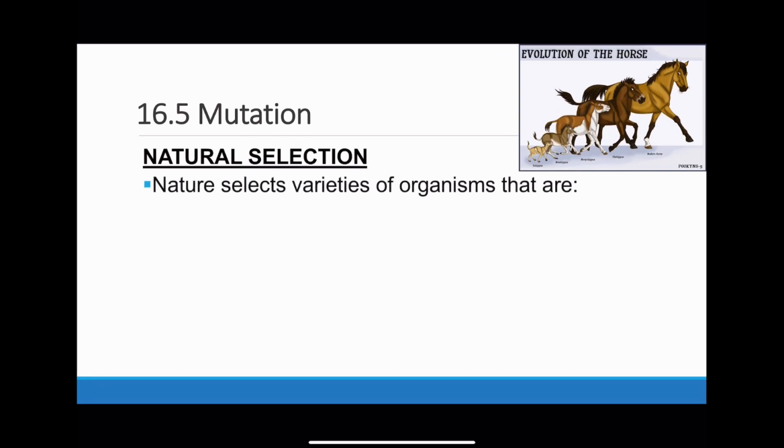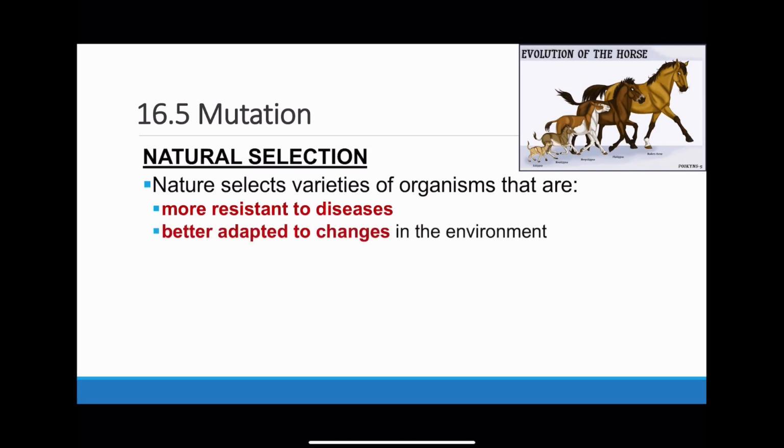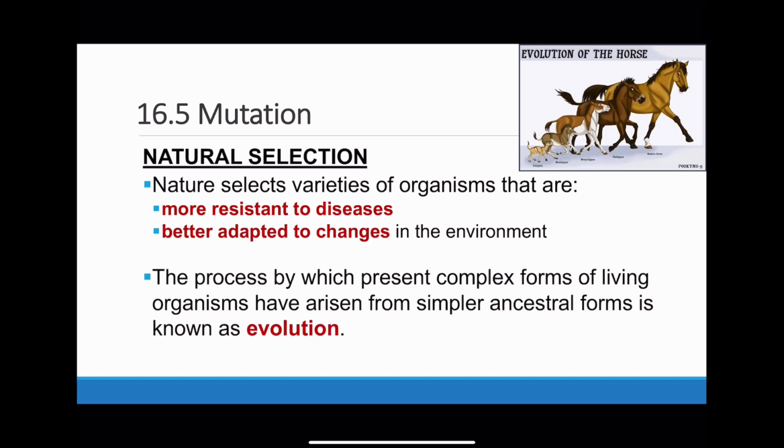In terms of natural selection, it's good to understand that nature tends to select varieties of organisms that are more resistant to disease. They are better adapted to changes in the environment. So over here on the right side, I have this small diagram on the evolution of the horse. If you're interested, you can go and Google about this, and you'll realize that the horses we see in the world today actually have certain characteristics that are not found in the earlier generations of horse. And because of this process, whereby nature keeps selecting for varieties of organisms that are more resistant to disease and better adapted to changes, this will in turn result in more complex types of organisms arising from simpler ancestral forms. And this is what we call evolution.